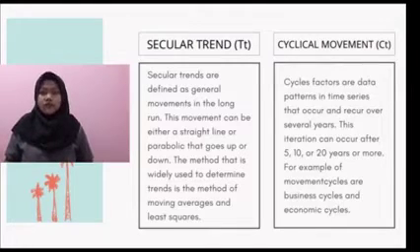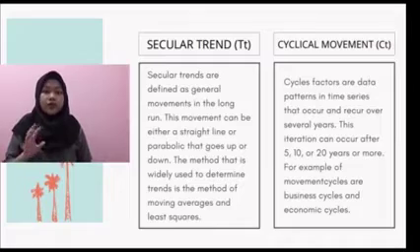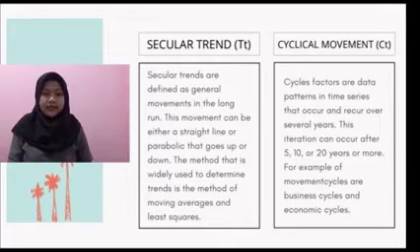Second, cyclical movement. Cycles are data patterns in a time series that occur and recur over several years. This repetition can occur after 5, 10, or 20 years or more. Examples of cyclical movements are business cycles and economic cycles.